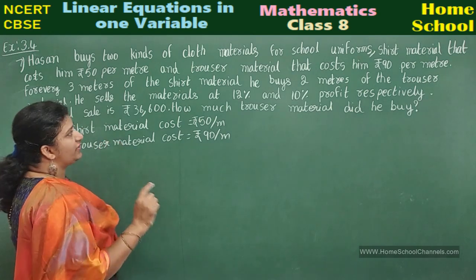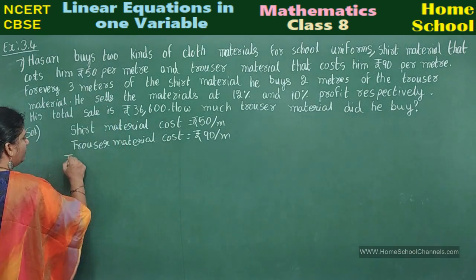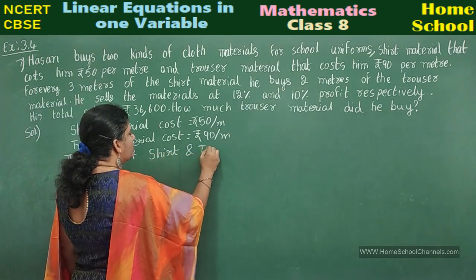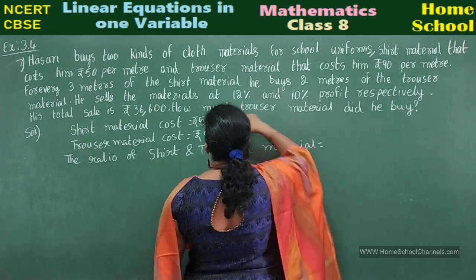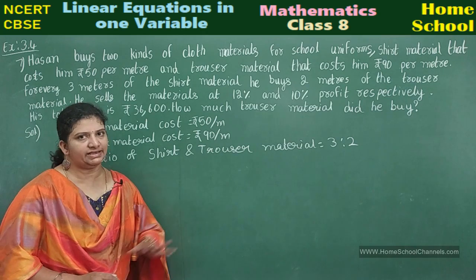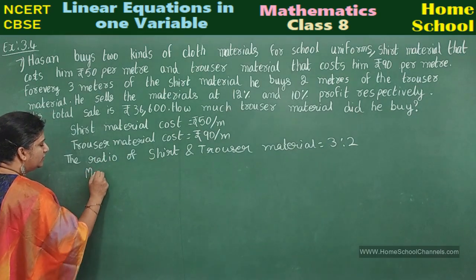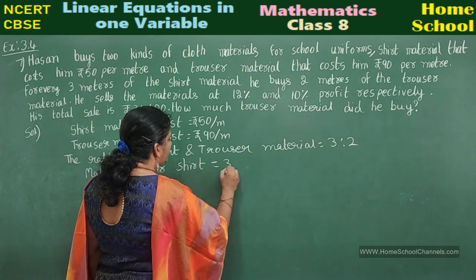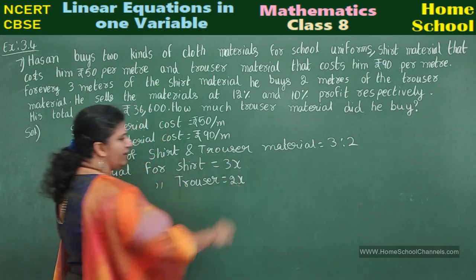And next one, for every 3 meters of the shirt material, he buys 2 meters of the trouser material. The ratio of shirt and trouser material, what is the ratio? You can see 3:2. See, ratio of the shirt and trouser material is 3:2. So how much material they have taken means you need to multiply that ratio with a variable. So material for shirt is equal to 3x and material for trouser is equal to 2x. Okay.